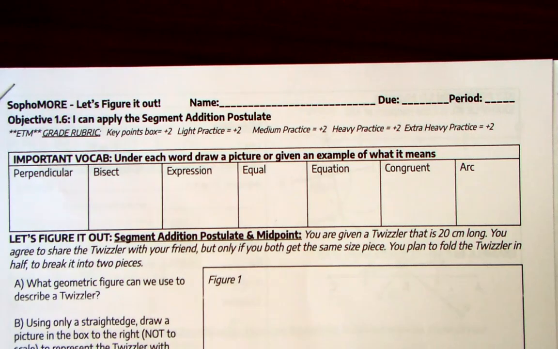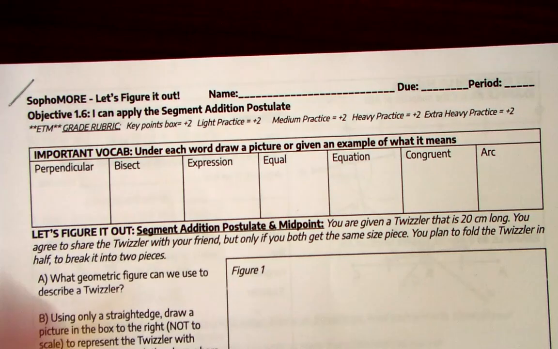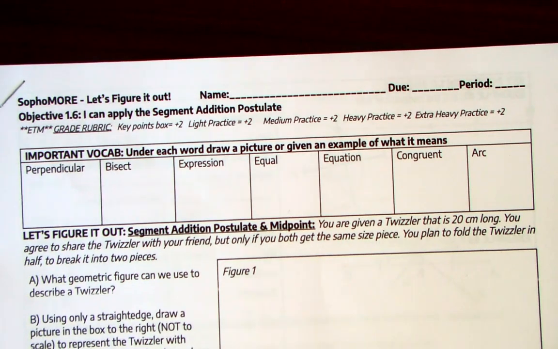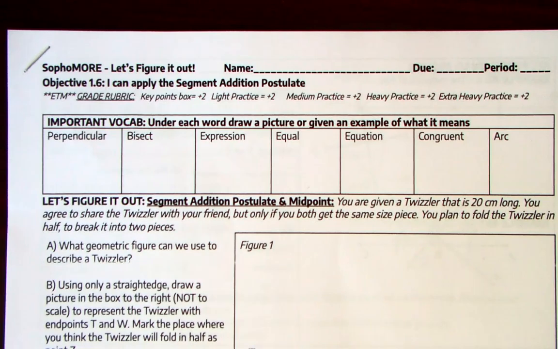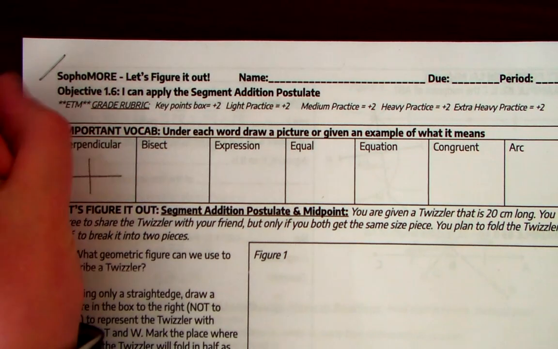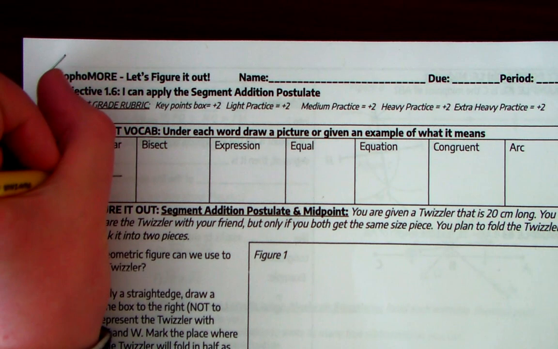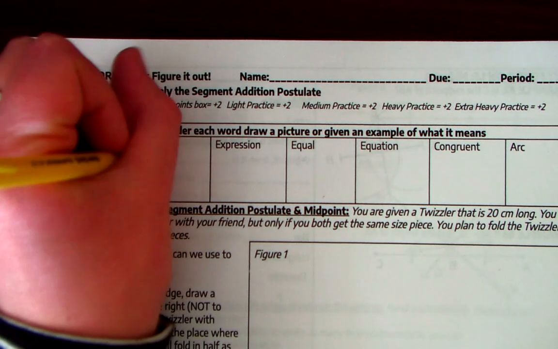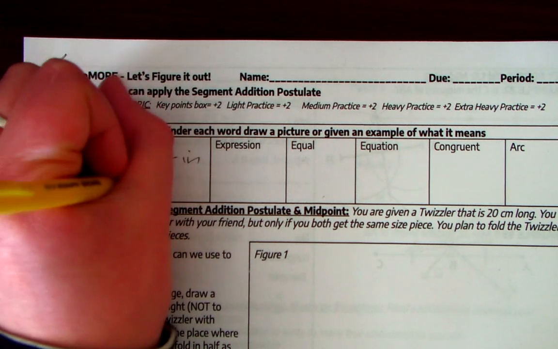All right, hello. This is the objective where we will be able to apply the segment addition postulate, which is a super useful postulate. We'll start with our important vocab. Perpendicular is when two lines intersect at a 90-degree angle. Bisect means to cut in half or split in half.